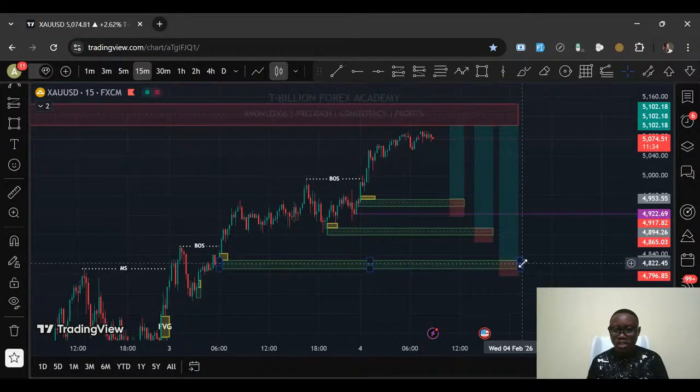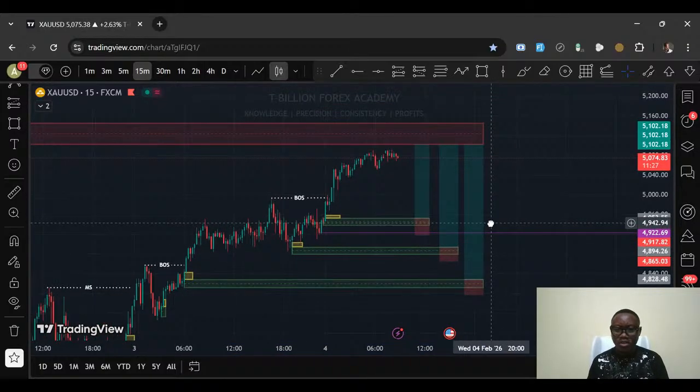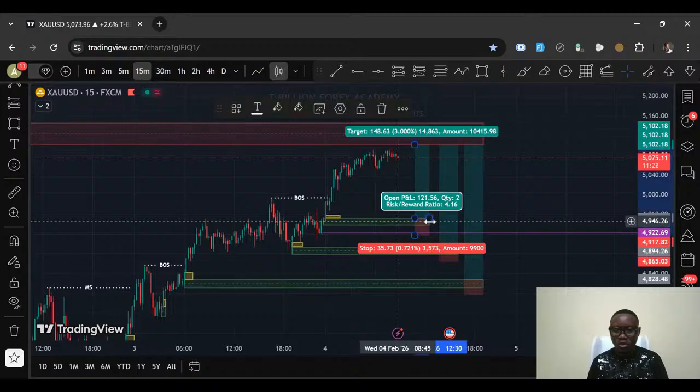So I'm going to share this on the free signal Telegram channel. I'll add the coordinates and share it there so we can monitor it.